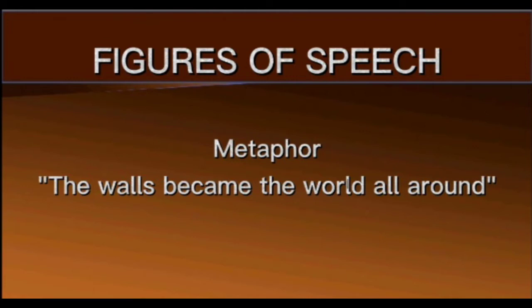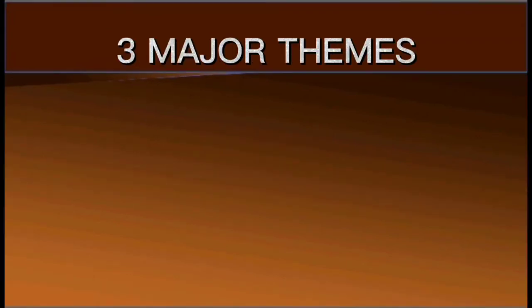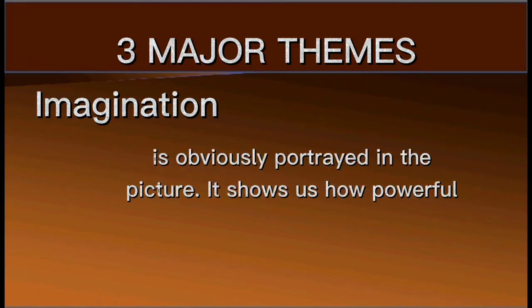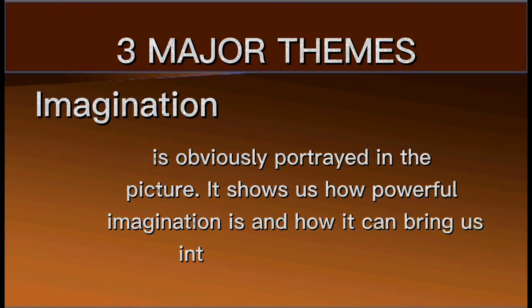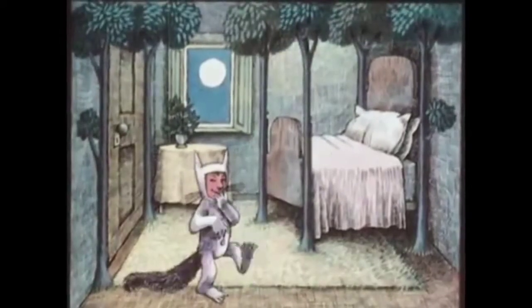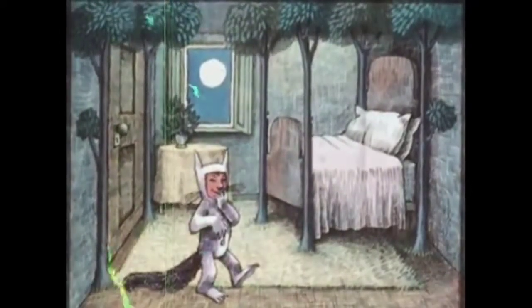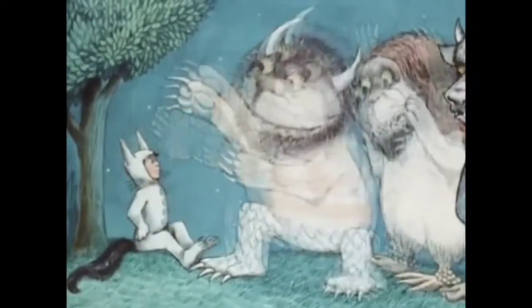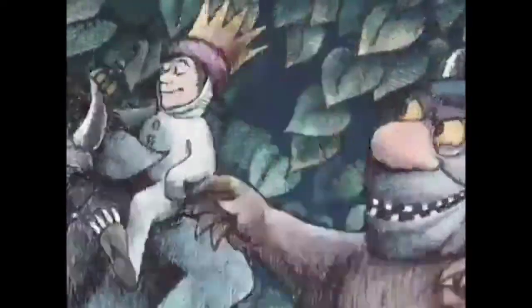After reading the story, we have listed three major themes that we notice. These are imagination, anger, and love. Firstly, imagination is obviously portrayed in the picture book. It shows us how powerful imagination is and how it can bring us into a new world. The main character, Max, used his imagination to escape his present frustration and anger at his mother. His imagination has brought him to a place where he is independent, free, calm, and in control.